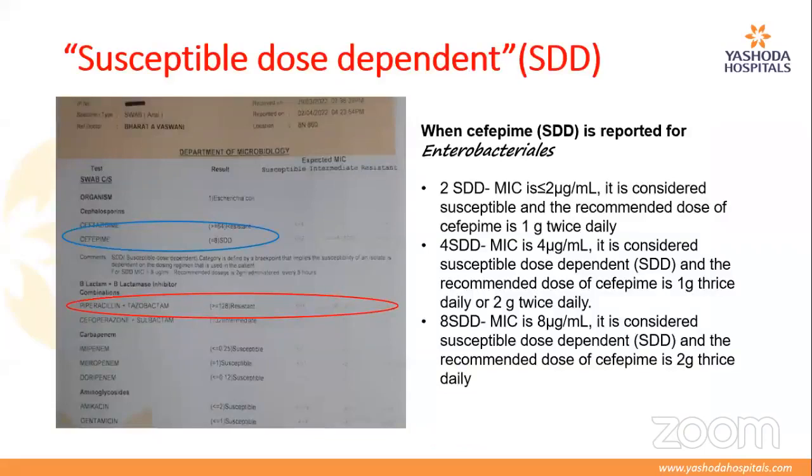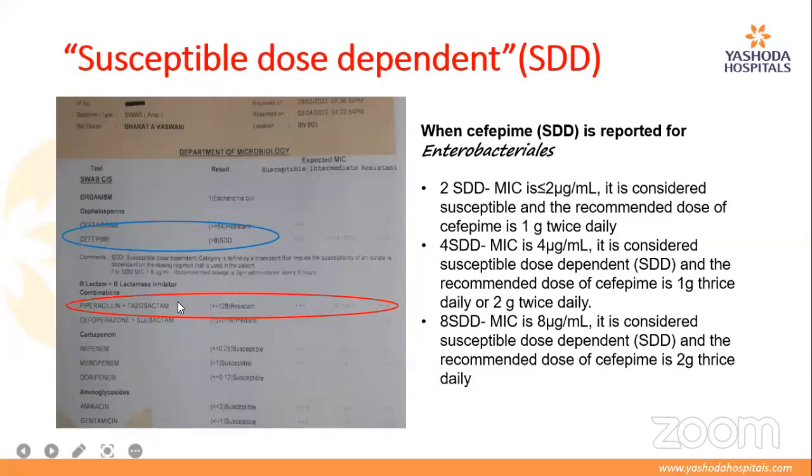Now, when the test isolate is susceptible to more than one antimicrobial of a similar spectrum, how do we choose the most appropriate antimicrobial for directed therapy? Here the therapeutic index comes in. Therapeutic index is nothing but the susceptible breakpoint divided by the minimum inhibitory concentration of the test isolate. So whenever the therapeutic index is higher, that will be considered more effective.